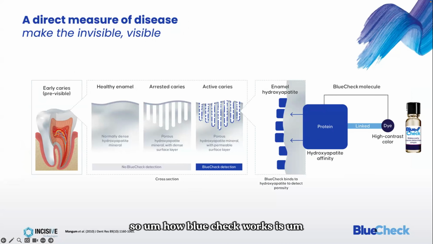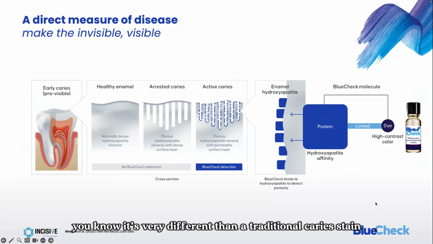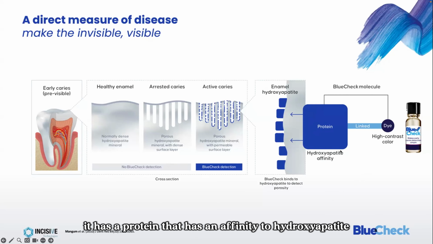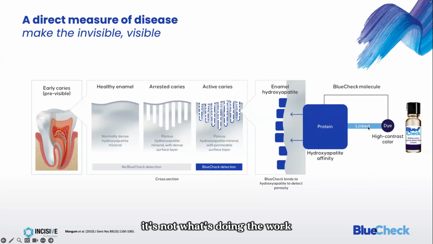So how Blue Check works is, it's very different than a traditional caries stain. If you're familiar, those are typically used in dentin, and it's a dye that attaches to exposed collagen, to help during the restoration process. The way that Blue Check works is it has a protein that has an affinity to hydroxyapatite, and there's also a linker and a dye. The dye in this actually just gives the visual cue. It's not what's doing the work.